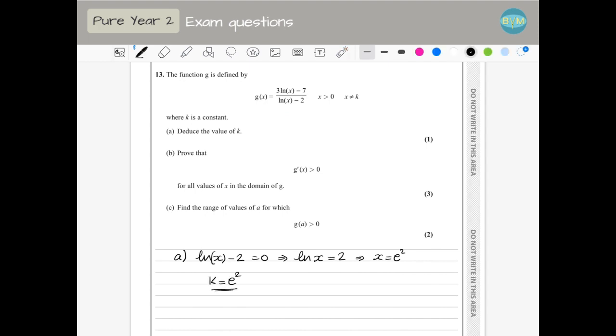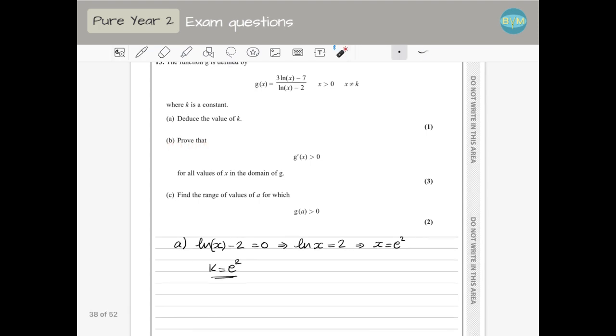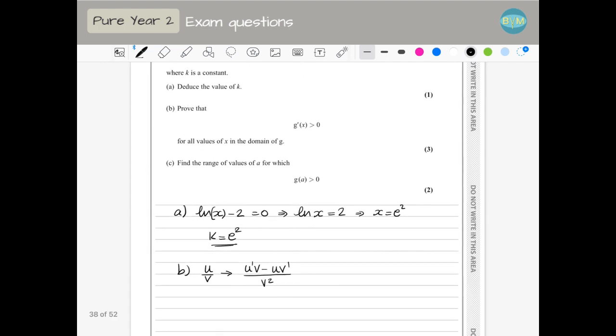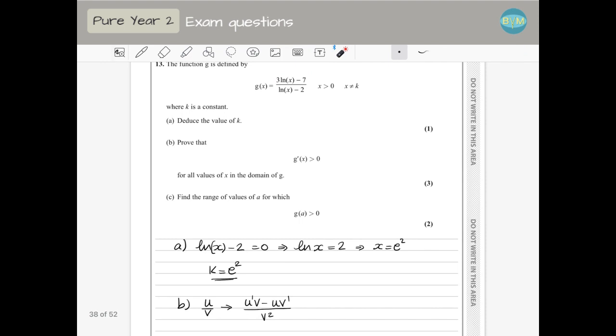Yeah, that's our restriction. Then for b, it says prove that g prime, so the derivative of this function, is always positive for all values of x in the domain. So we are going to differentiate this function. We have two functions divided, one divided by the other, so we are going to use the quotient rule. Remember, if I have two functions, the derivative is going to be the derivative of the top times the bottom minus the top multiplied by the derivative of the bottom, and then all over the bottom squared. That's what I'm using. So this is going to be u, and this is going to be v.